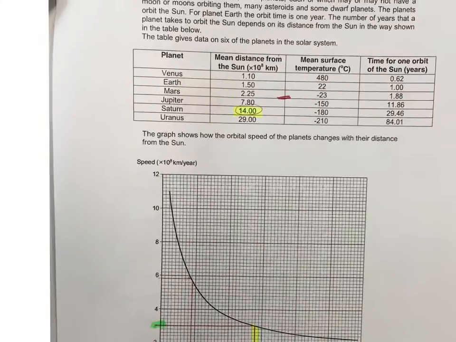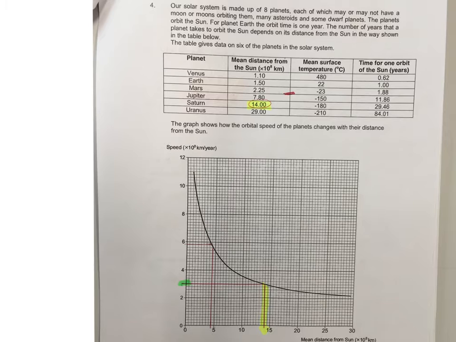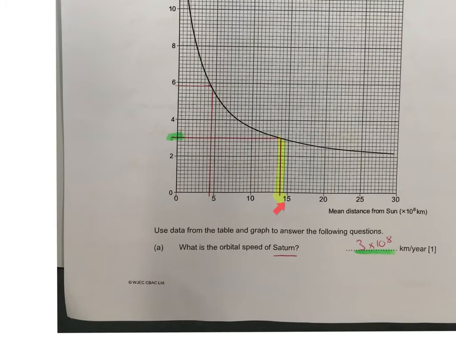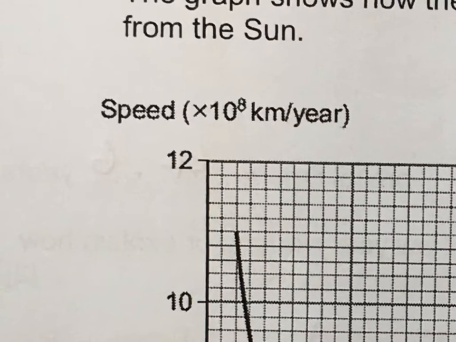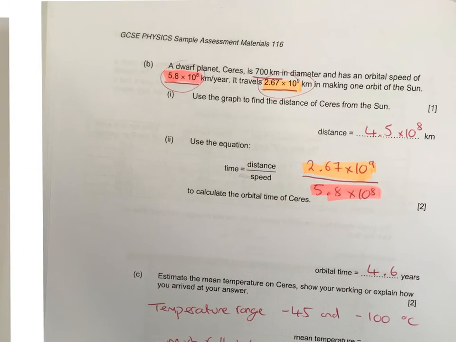So first of all, because this is a graph showing mean distance against speed, I need to get Saturn's mean distance, which is 14 from there. Okay. And then when I put that on the graph, which is there, because each square is worth 0.5, I come out with 3 times 10 to the power 8. Why is it times 10 to the power 8? Because it's there. Okay?